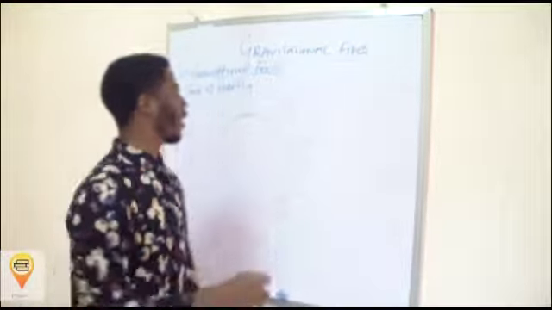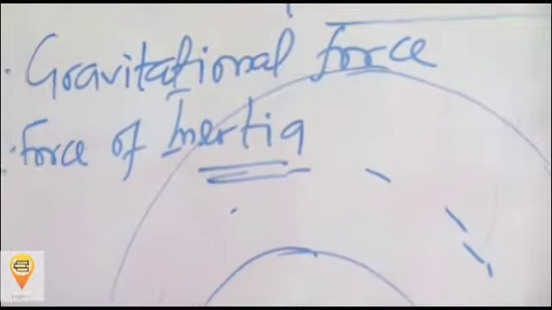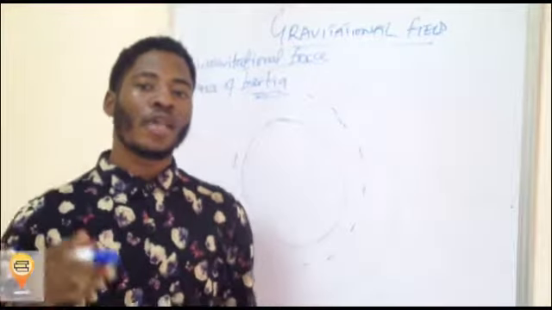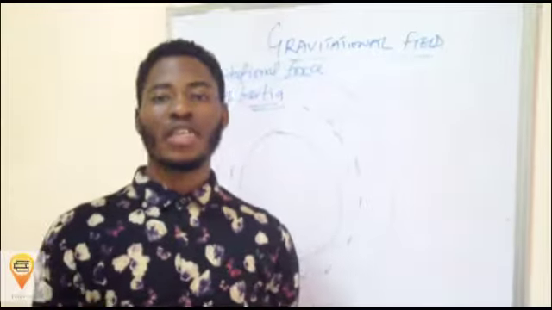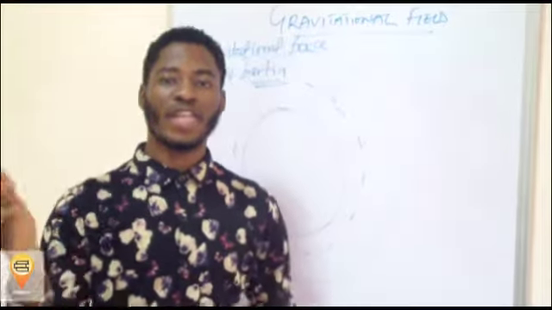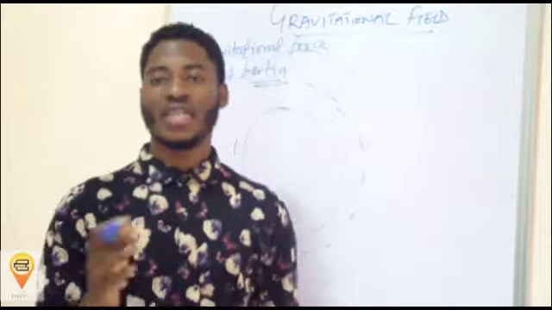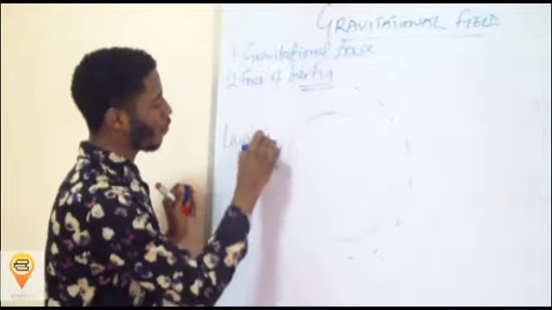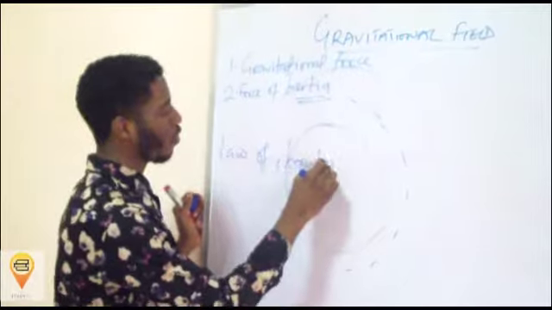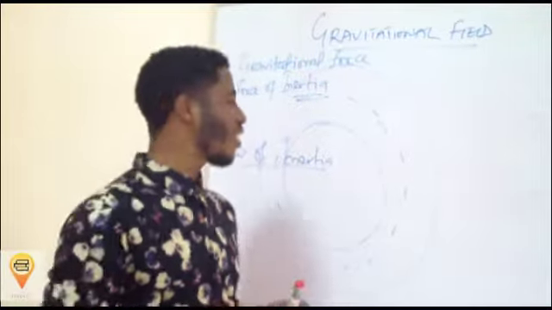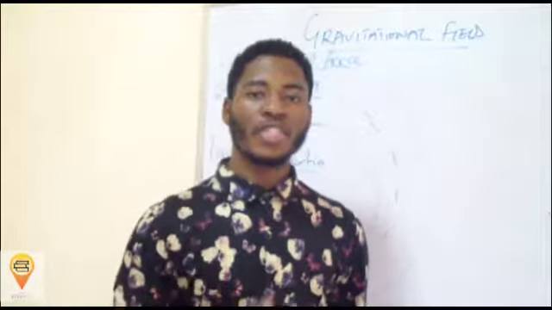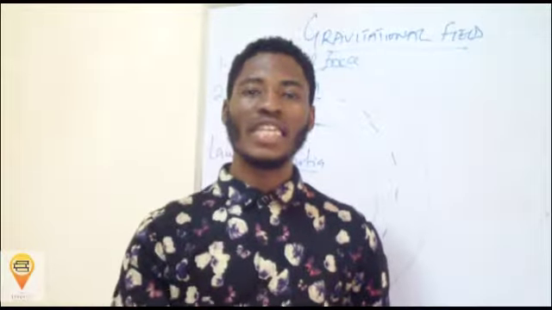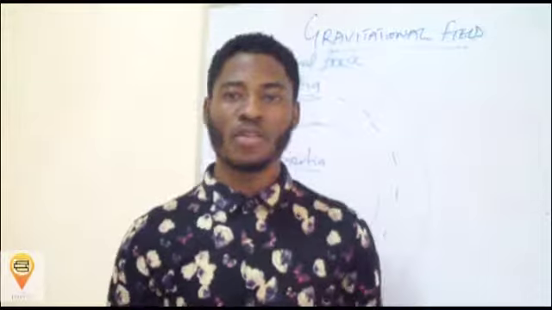Now, let's first take inertia. Under motion, we've discussed inertia, and we know that the force of inertia is simply talking about the possibility of an object moving in a straight line or diverting when it is experiencing a force. The law of inertia is defined thus: it says that an object or a body will keep moving in a straight line, or it will keep remaining in a continuous state of rest until it is acted upon by an external force.